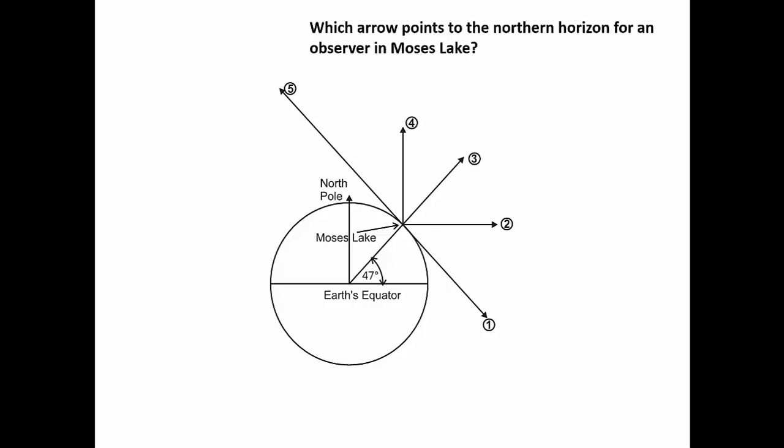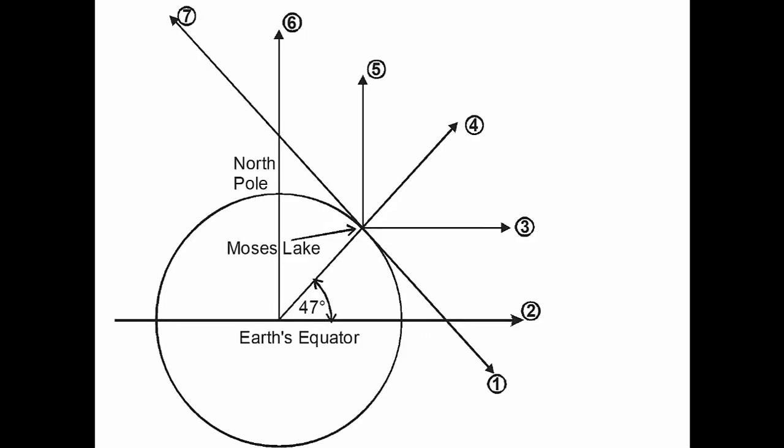How about our northern horizon? That will be arrow 5. On this diagram, arrow 1 will point to our southern horizon, arrow 7 will point to our northern horizon.